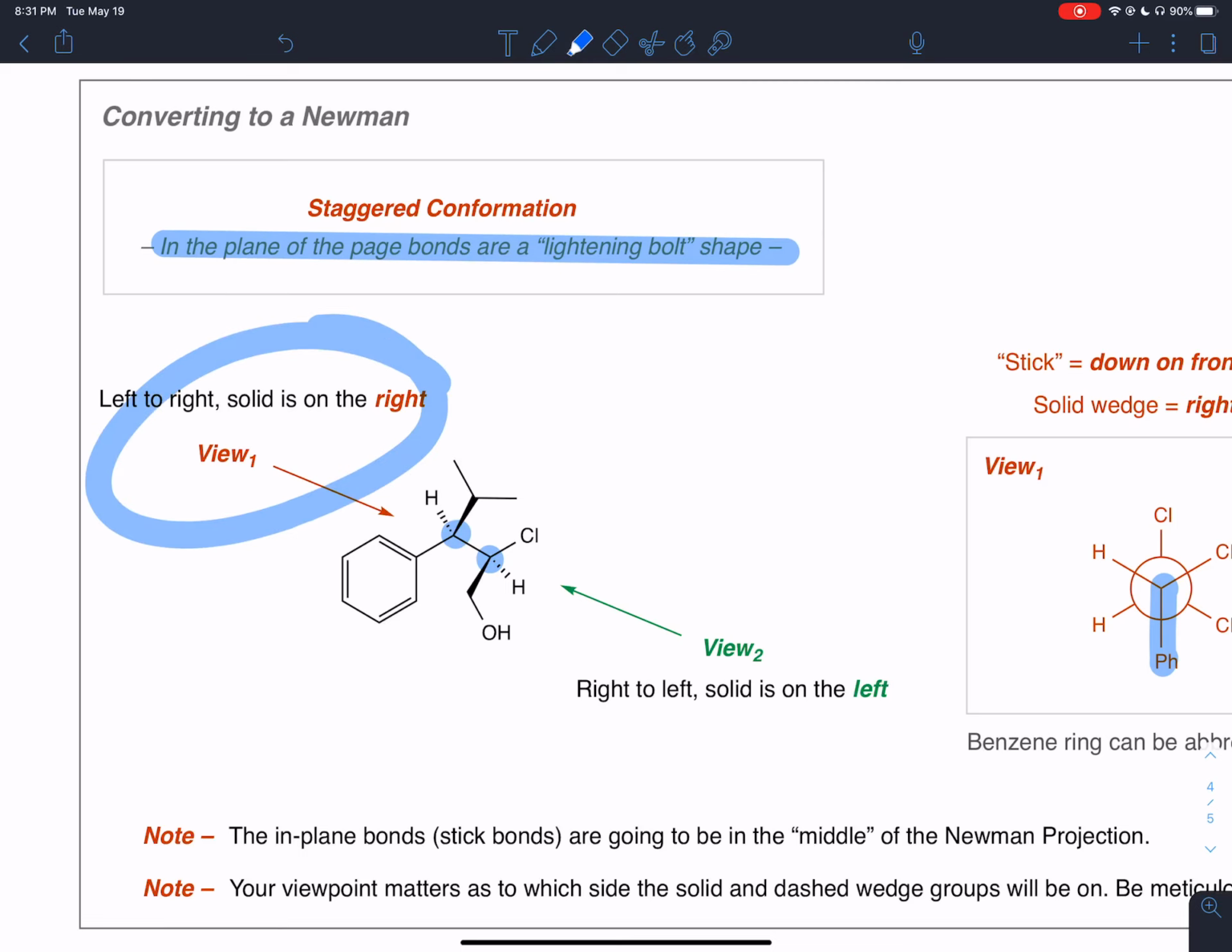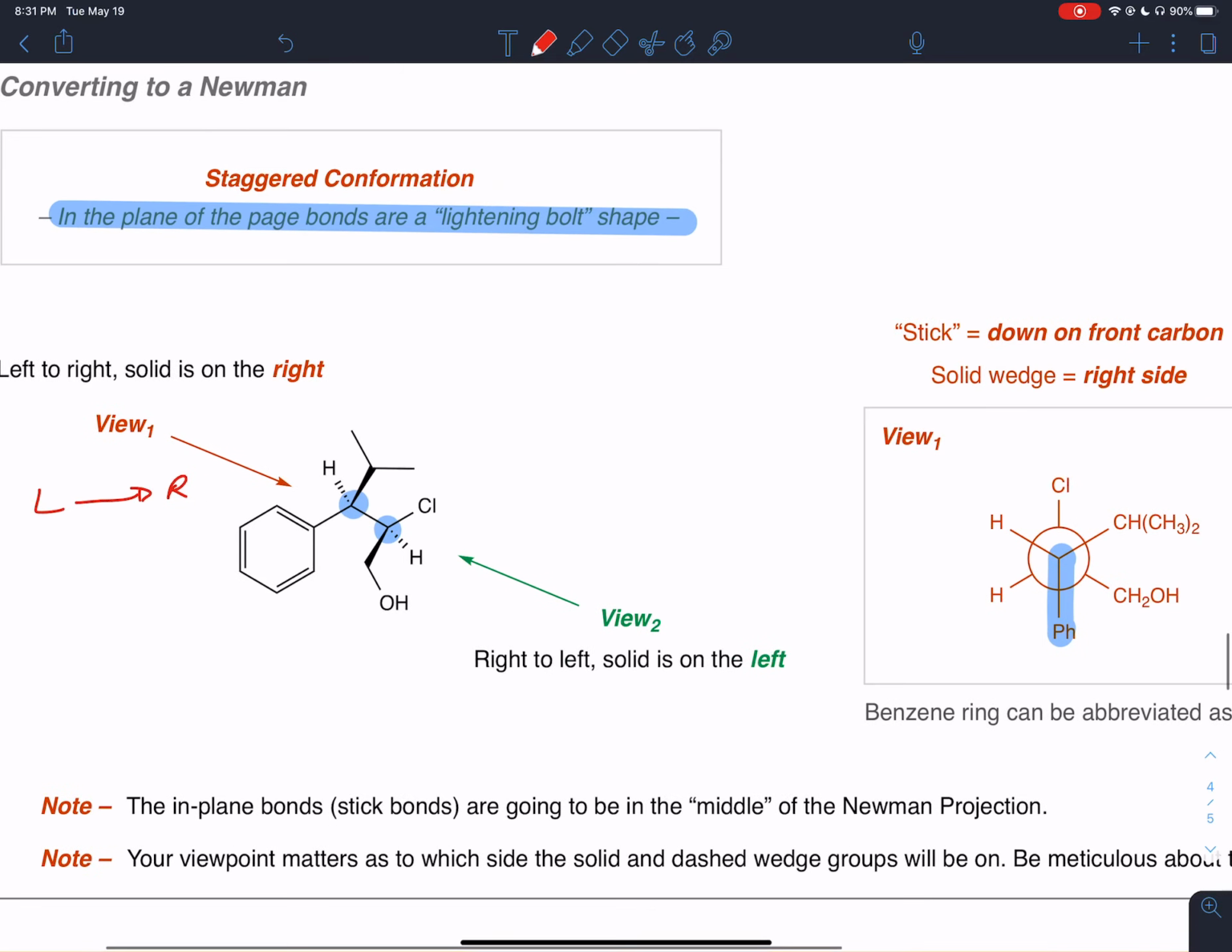Let's talk first about this orange view, okay? We're looking on the page from left to right. And when we do so, what's interesting here is on the front carbon, you can see literally just on the page, that bond to the in the plane of the page group, the benzene ring, is pointing down. That is why on the front carbon, the phenyl is pointing down, all right? And the in the plane of the page bonds, they will be in the middle of your Newman projection, okay?